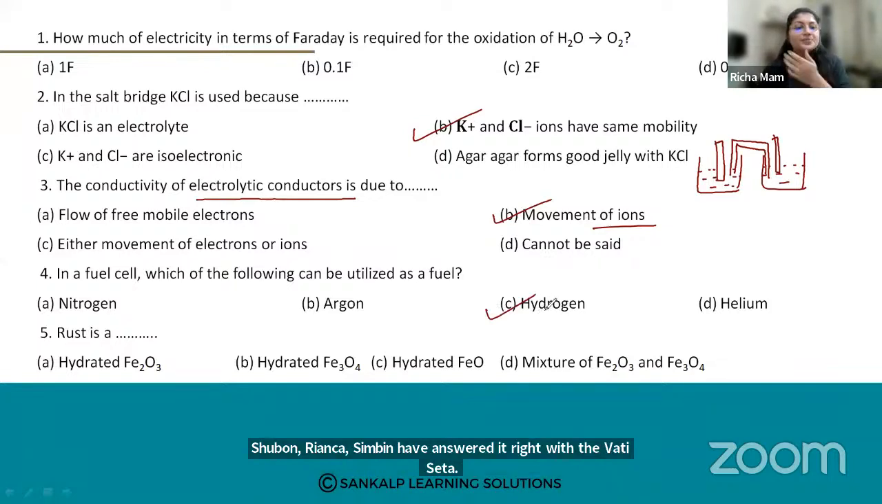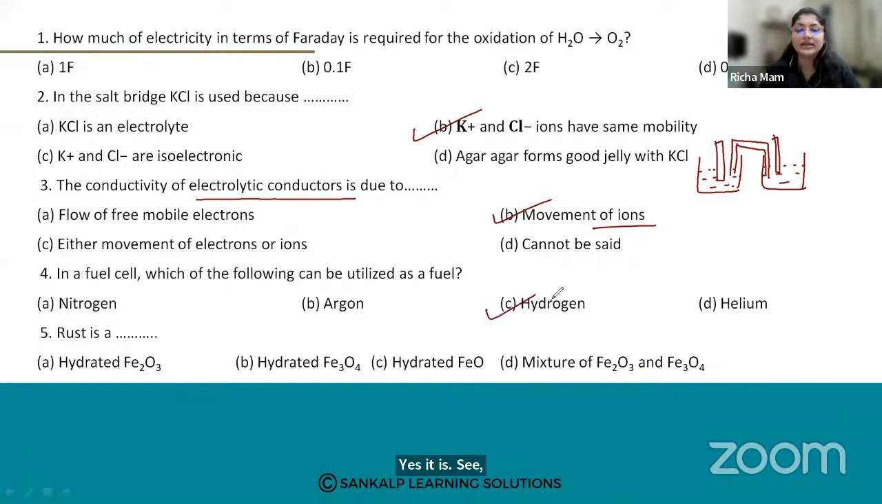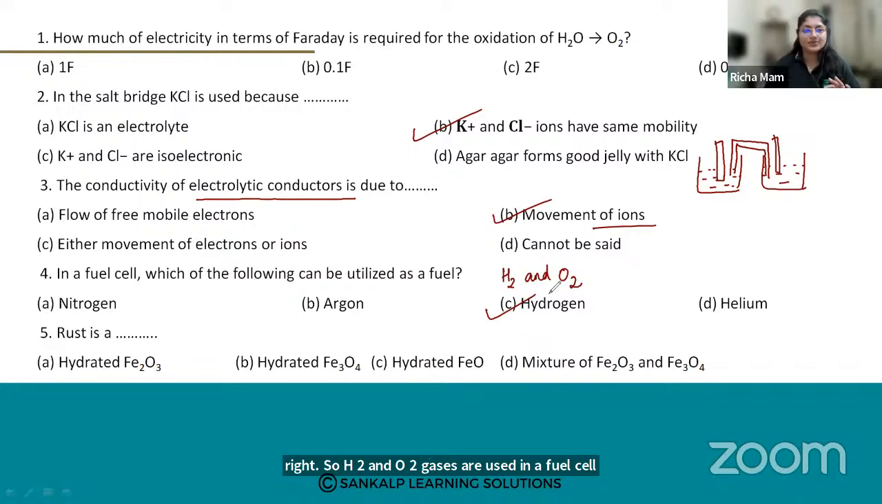In a fuel cell, chemical energy is converted into electrical energy, right? Which are the two gases used? Hydrogen and oxygen, H2 and O2, along with water and heat. So out of these 4 options, hydrogen is the right answer. Good that you're answering.